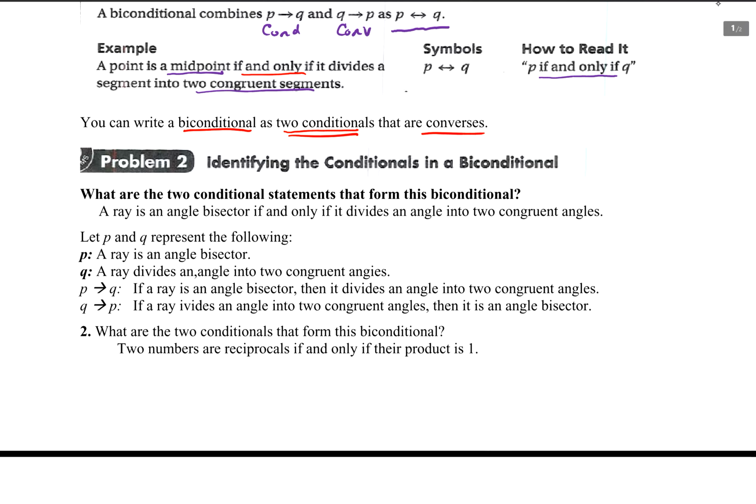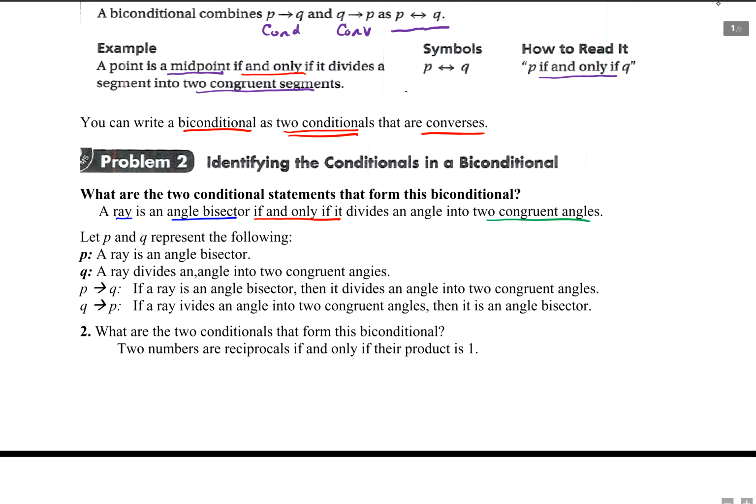We can keep some of this. What are the two conditional statements that form this biconditional? A ray is an angle bisector if and only if it divides an angle into two congruent angles. So what are our two parts here? We have a ray is an angle bisector and divides an angle into two congruent angles.